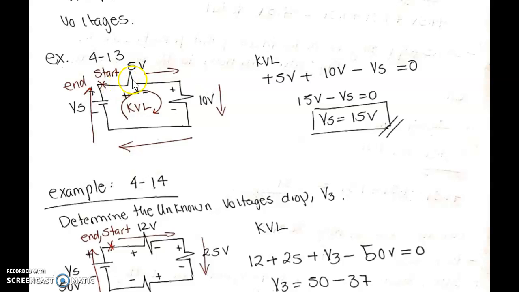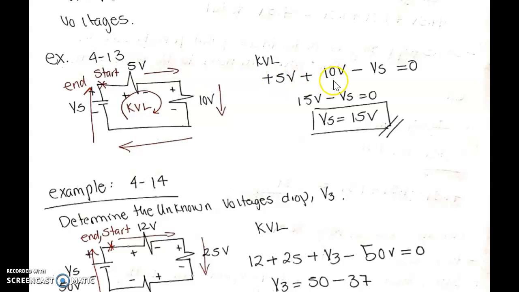So I'm going to start. I have already assigned the positive and negative of this voltage drop, positive and negative of this voltage drop, and then negative and positive to this voltage drop. So we are going to start: 5, entering from the positive, so it's positive, then entering from the positive 10, and I continue, entering from the negative of V source, and then I continue and I end right where I started.